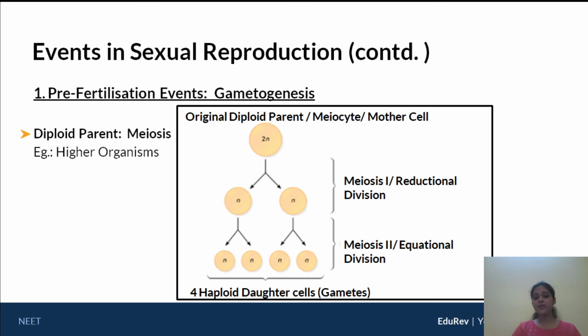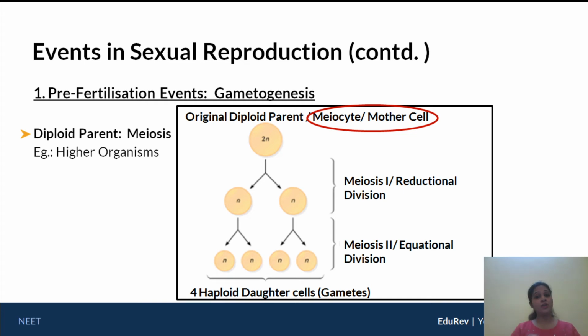Okay. So if you can see here, there's a diploid parent cell, very specifically called as a meiocyte or a mother cell. Now, this technical term meiocyte is very important for the NEET exam. And you can see that this 2N cell undergoes reductional division, meiosis 1, to give you two daughter cells that are haploid each. However, meiosis is not complete yet.